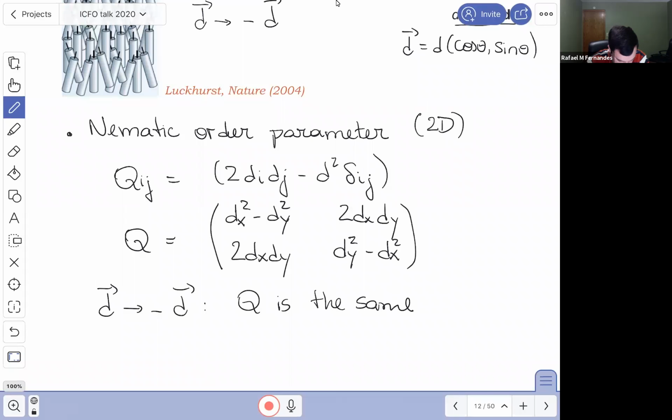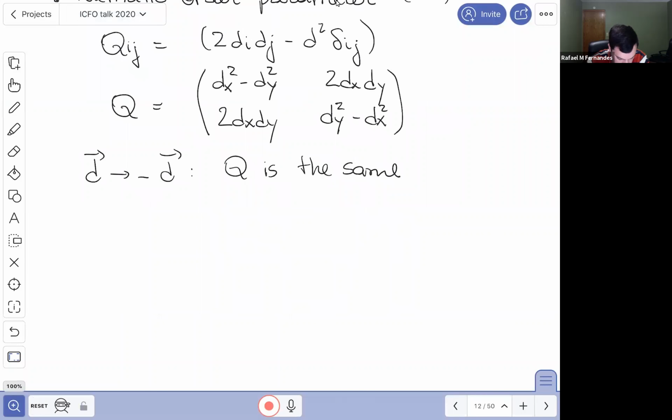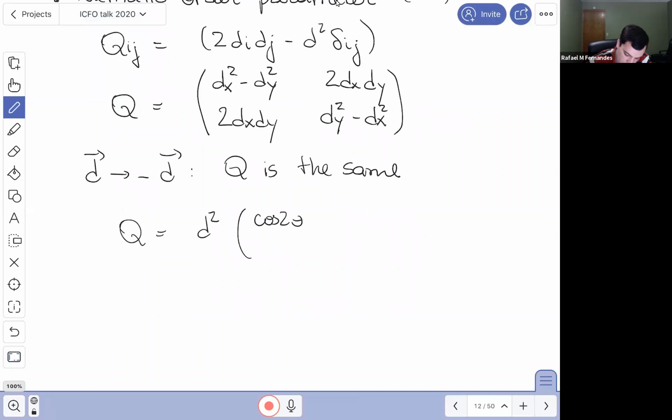And moreover, in particular, if I write specifically the components, I can write this as d squared times the matrix cosine 2 theta, sine 2 theta, sine 2 theta, and minus cosine 2 theta, okay? And this d squared, I'm just going to call Q naught for simplicity. So this is the order parameter, and you see that I have two parameters that characterize it. One is this Q naught, which is a magnitude, and the other is this angle theta, if you wish, which is the direction of the director.